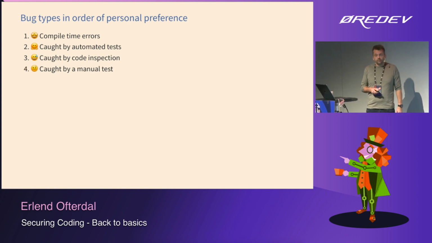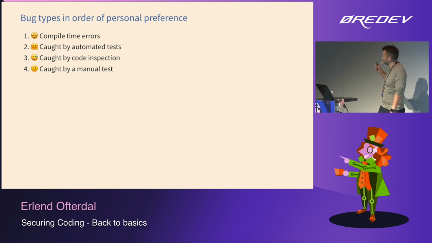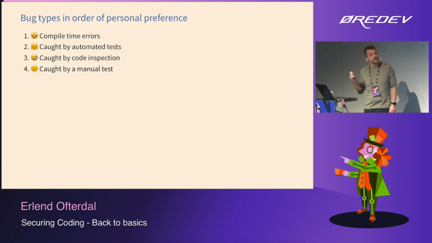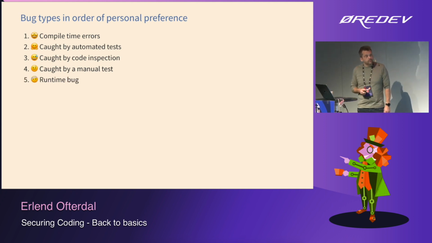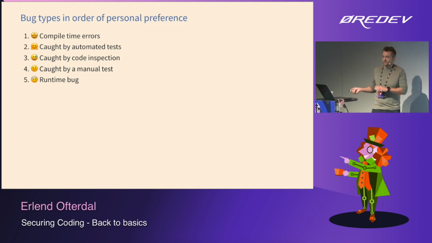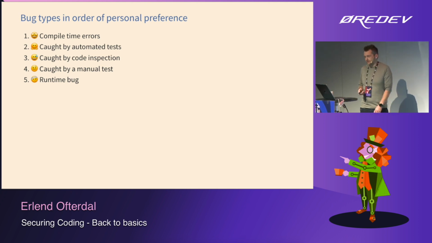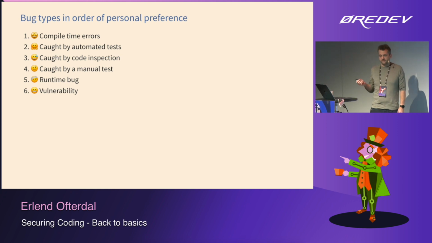Then we have stuff caught by a manual test. I was just listening to Michael Bolton, and he told me that there's nothing that's called manual test. It should be called experience testing or something like that. But let's just call it manual testing for now. And then it gets worse: runtime bugs. These are the bugs that actually make it into production, and now it gets worse. And then vulnerabilities. If we have vulnerabilities in production, that's not a nice feeling.